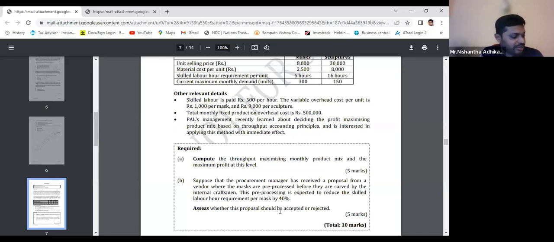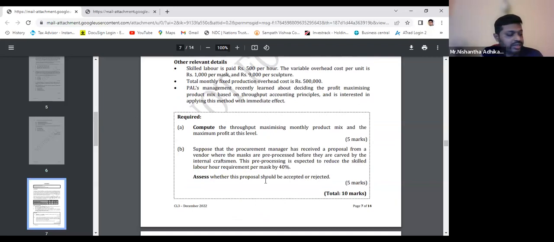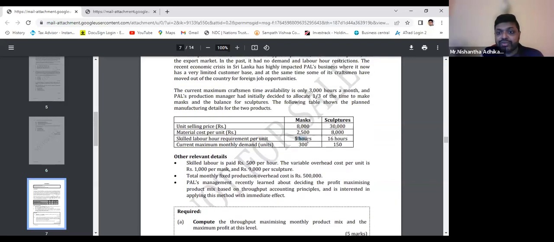Right. How can you assess? Now, currently, if you have determined the production plan, if remaining hours are available, you can allocate them to where? You can allocate them to the sculptures, right? Then we will see how it will look. And remember, if it is not 5 hours, if it is 3 hours, you have to see what will happen to the throughput contribution as well. Okay, I will show you.